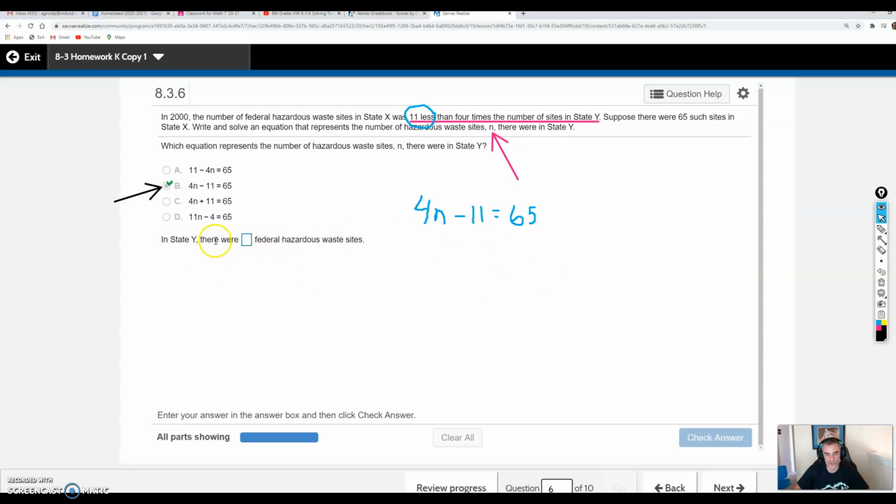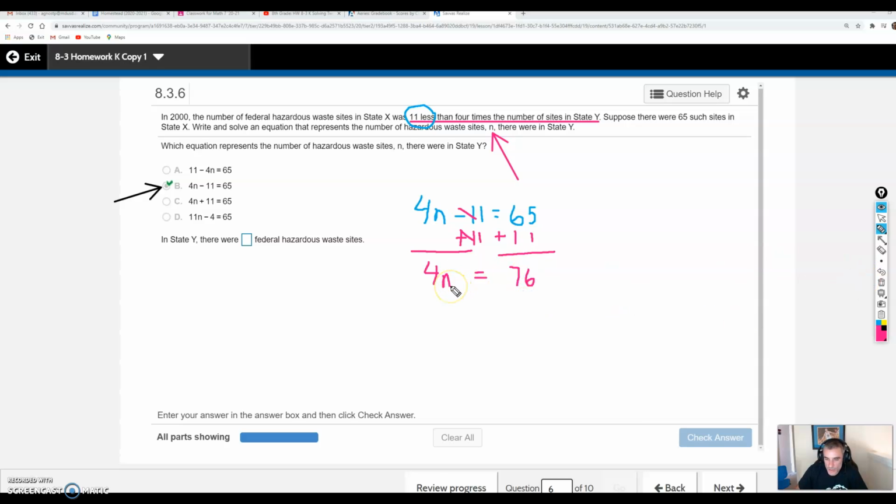Now they want us to solve the equation. It says in state Y there were blank federal hazardous waste sites. So remember, N is the number of hazardous waste sites in state Y. Just saying that is confusing. So we just need to solve for this variable. All right. So the first thing we're going to do is get rid of this subtraction, right? Here's my number without the variable. Since we're subtracting it, we're going to get rid of it by adding 11 to both sides. These are additive inverses, right? Negative 11 plus 11 is 0, so I can cancel those. I'm left with 4n is equal to 76.